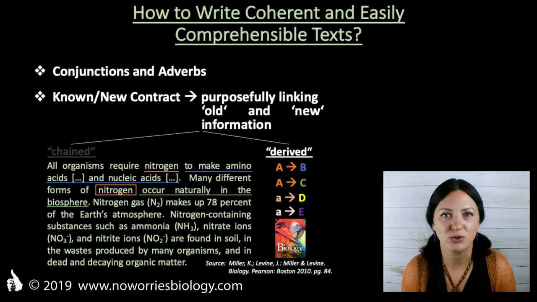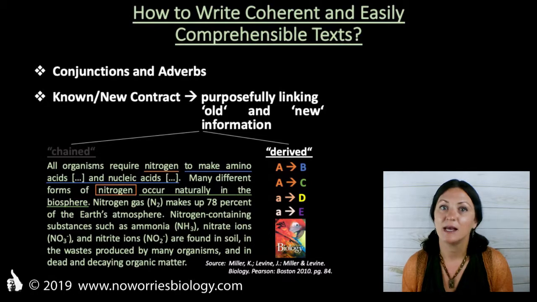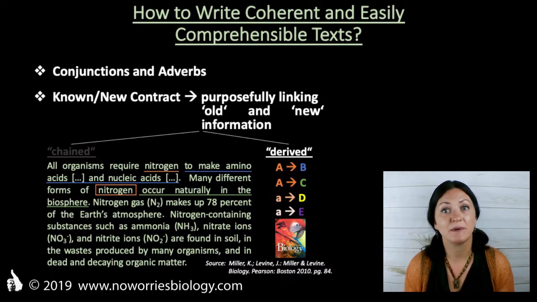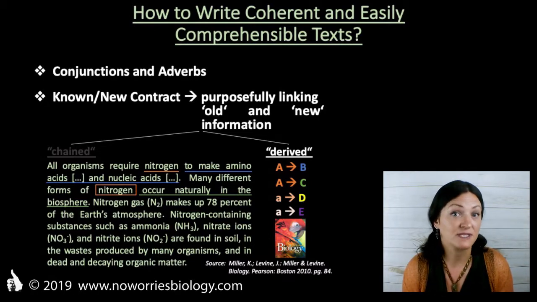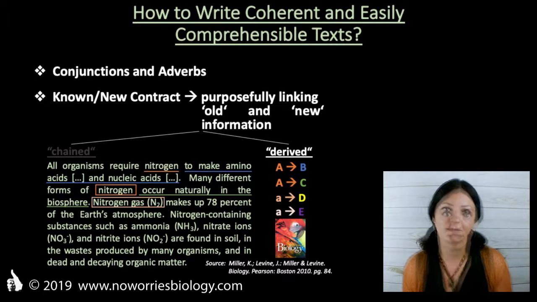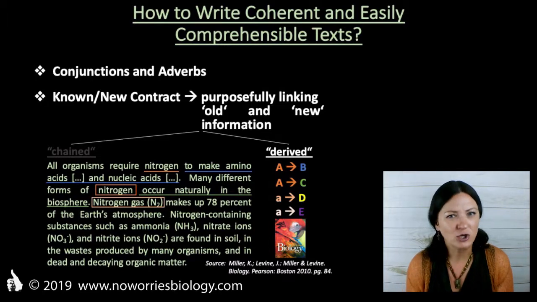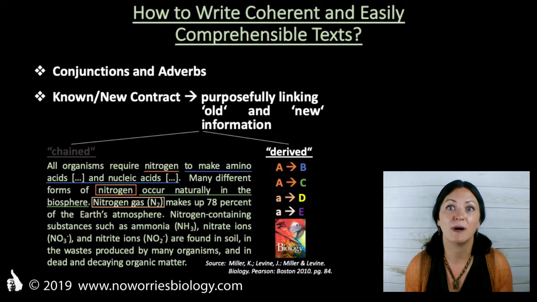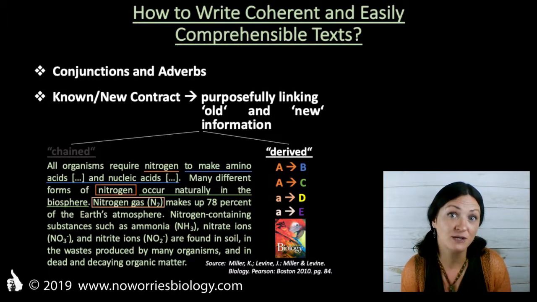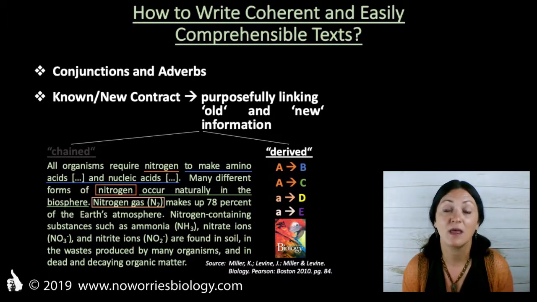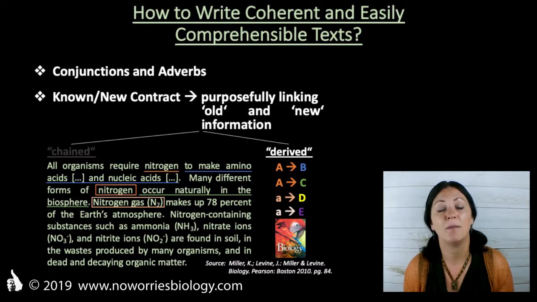The text continues. Nitrogen gas makes up 78% of the Earth's atmosphere. So now we are not talking about nitrogen in general anymore, but about one specific form of nitrogen, nitrogen gas. And we learned something new about nitrogen gas.